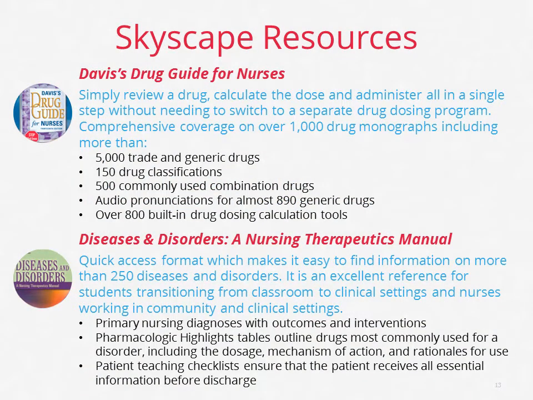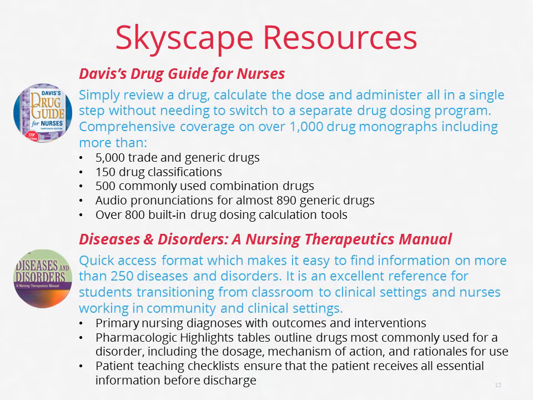The Davis Drug Guide allows you to simply review the drug, calculate the dose and administer it all in a single step without needing to switch to a separate drug dosing program. Comprehensive coverage on over 1,000 drug monographs including more than 5,000 trade and generic drugs. Over 150 drug classifications. Contains more than 500 commonly used combination drugs. And over 800 built-in drug dosing calculation tools.